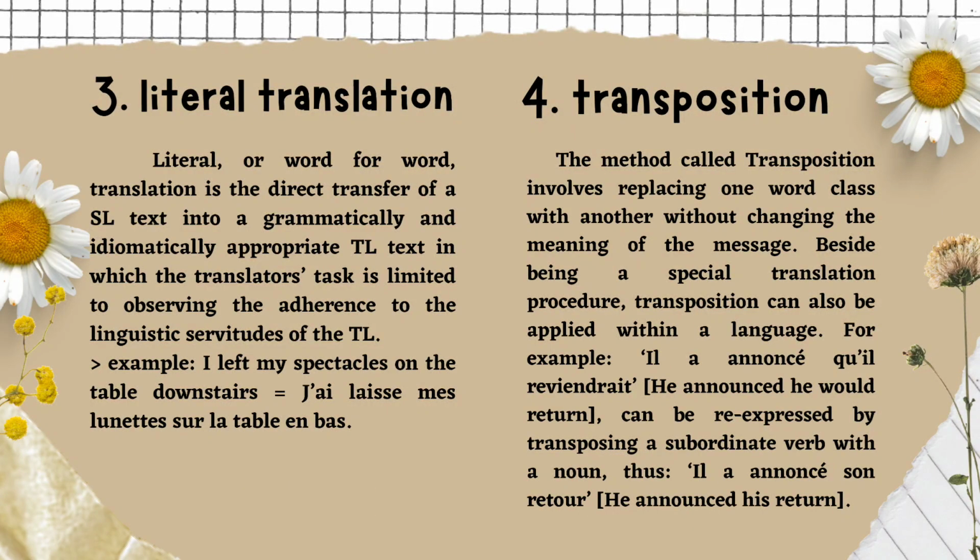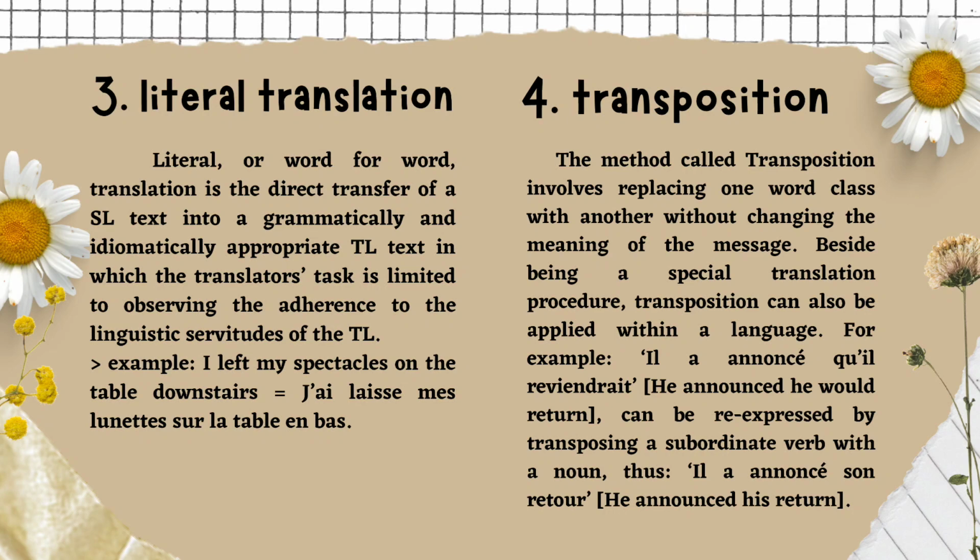Next, number 3, literal translation. Literal or word for word translation is the direct transfer of an SL text into a grammatically and idiomatically appropriate TL text, in which the translator's task is limited to observing the adherence to the linguistic servitudes of the TL. Example, I left my spectacles on the table downstairs. In French literal translation, it is J'ai laissé mes lunettes sur la table en bas.